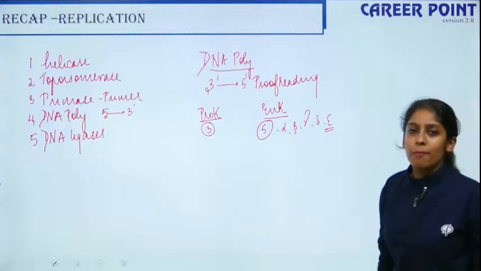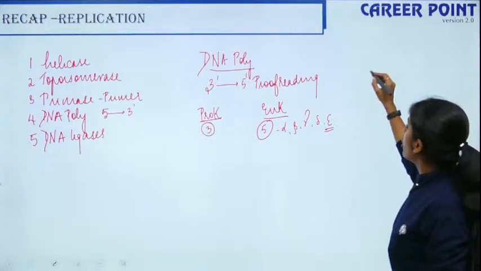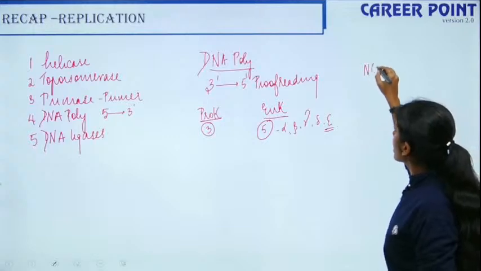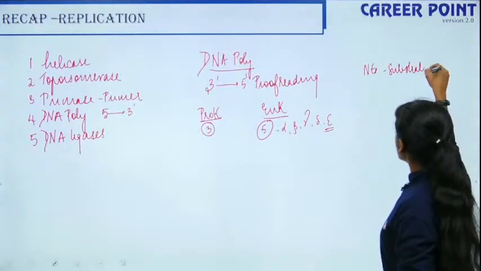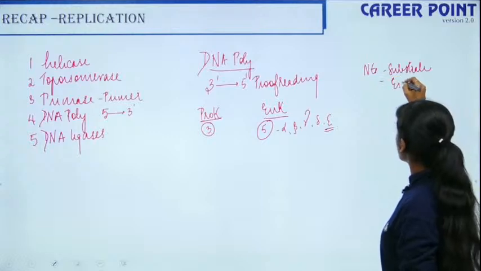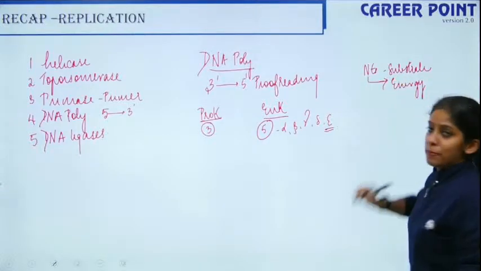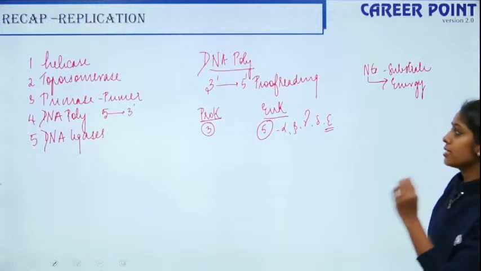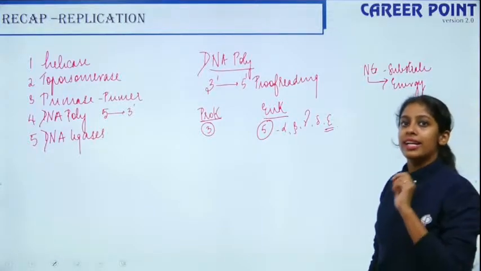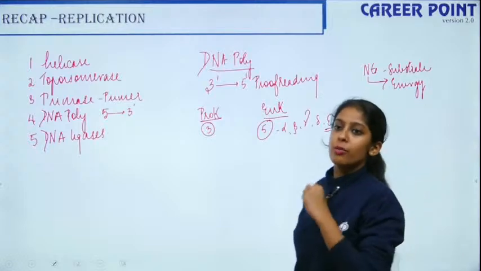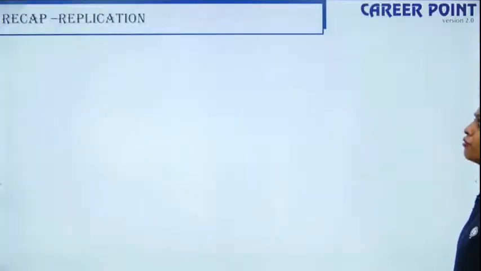Your DNA replication is a highly energy expensive process, and your nucleotides act as substrates for the enzyme DNA polymerase, as well as they provide energy for the process of replication, right? And this process is very, very accurate, because if there is an error, it leads to the consequence of mutation. Done? So this is a quick recap of replication.